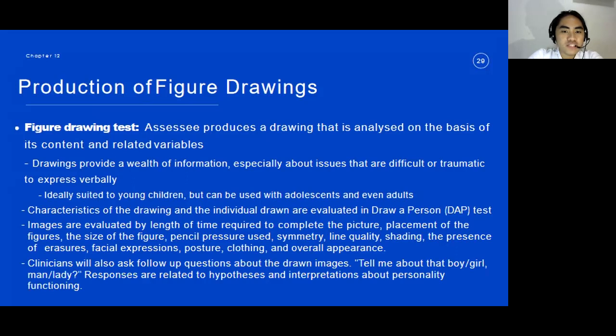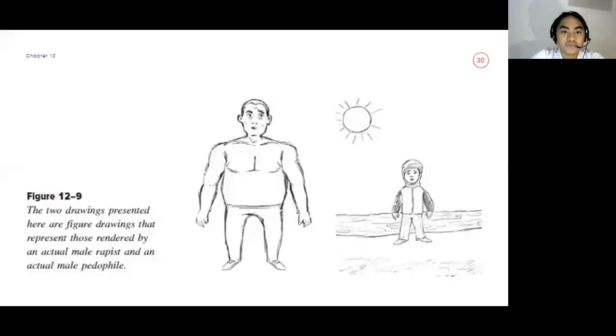Clinicians will also ask follow-up questions about the drawn images, like, tell me about that boy or girl or man or lady. Responses are related to hypotheses and interpretations about personality functioning. So I'm going to show you, I had some reluctance to include this, but it is in the book and you would have seen it anyway.